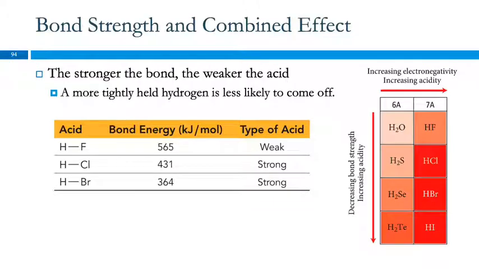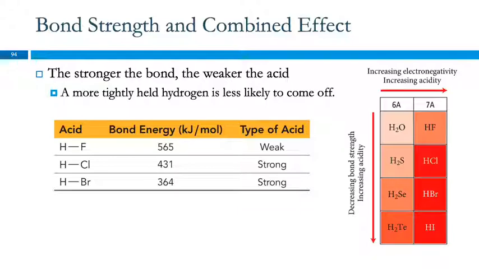Looking at the strength of the bond, the stronger the bond, the weaker the acid. Because if the hydrogen is held very tightly by a strong bond, it's not going to come off, right? So if we look at these acids, HF, HCl, HBr, we can compare their bond energies. The bond energy of the hydrogen fluoride bond is the strongest, and it decreases as we go down. HF is a weak acid, HCl and HBr are strong acids.